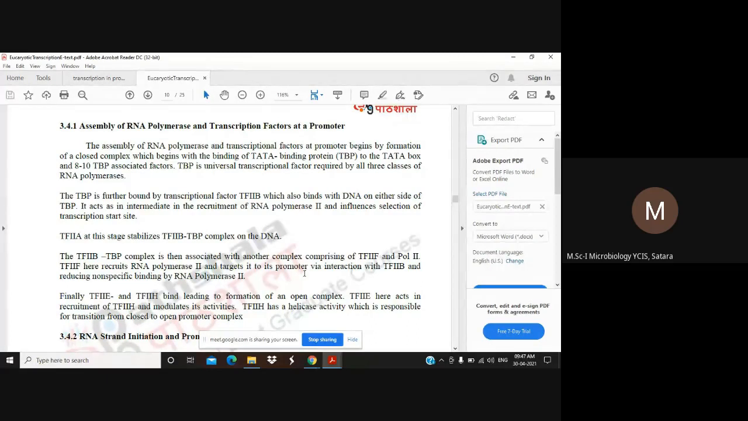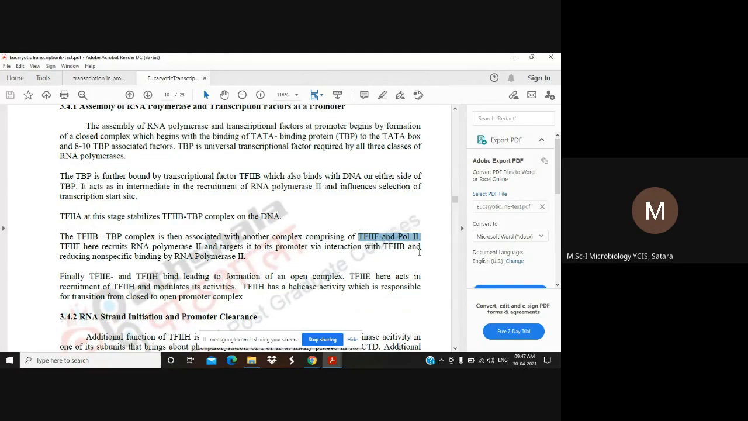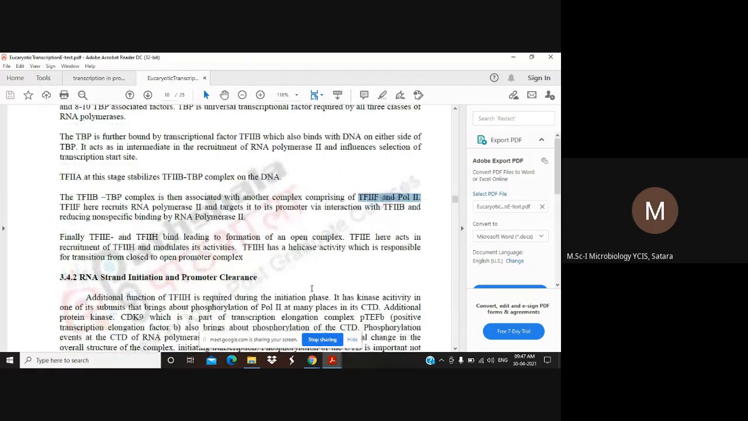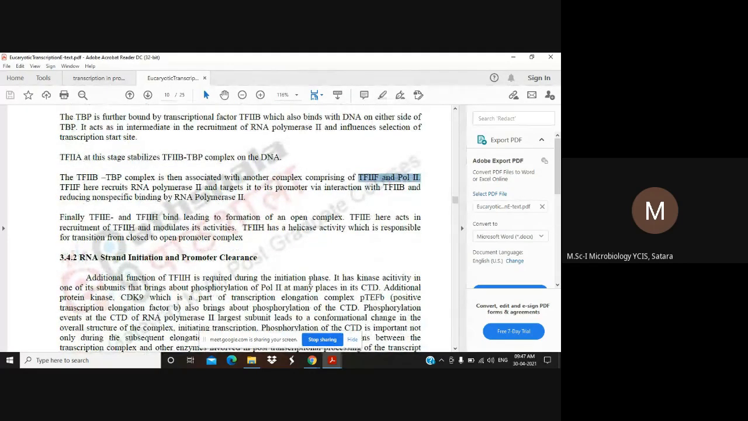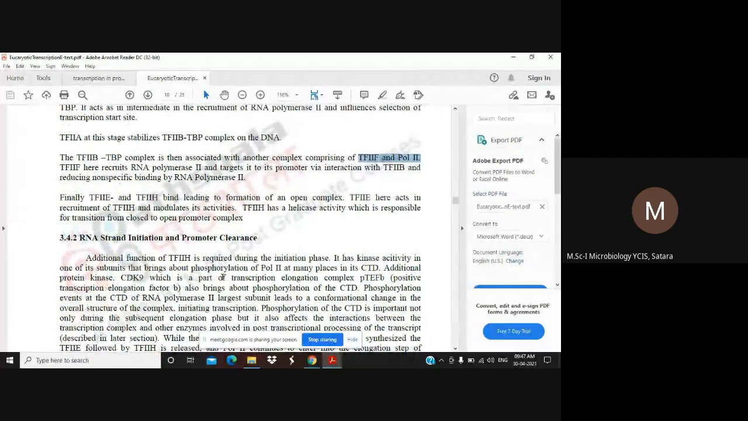It then recruits the RNA polymerase 2 which is in combination with TF2F. Right. RNA polymerase 2 is in combination with whom? TF2F and RNA polymerase. So it binds at that target sequence and there is the recruitment of further factors like TF2E, H. Whenever there is the binding of TF2E and H, the unwinding starts.